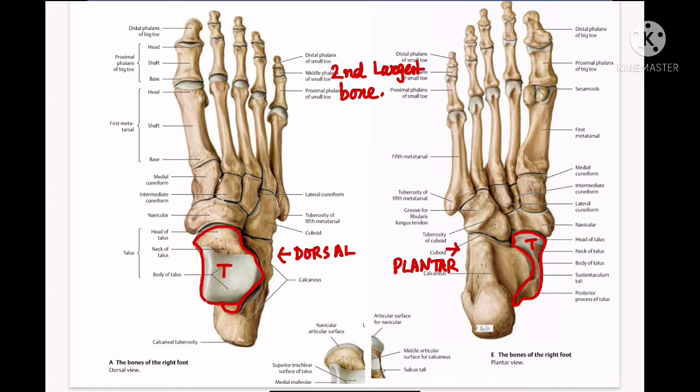It is one of the tarsal bones, and it forms a connecting link between the bones of the foot and the bones of the leg. So talus is a connecting link between the bones of the foot and the bones of the leg, that is the tibia and fibula, by forming the ankle joint. Okay, next I will show you the view of the talus from the lateral and the medial aspect.